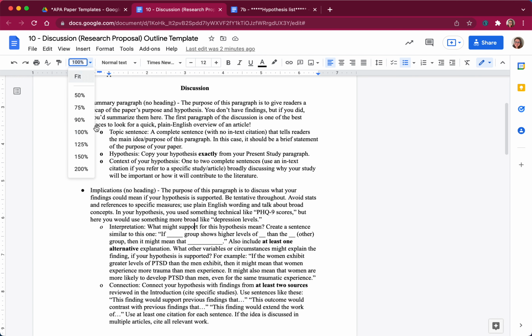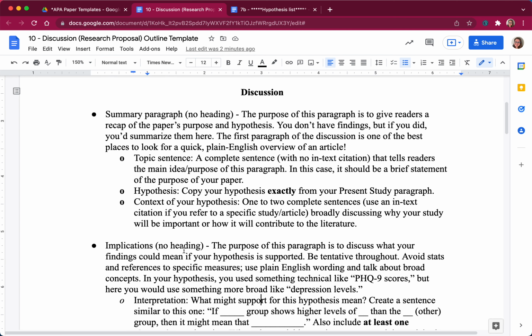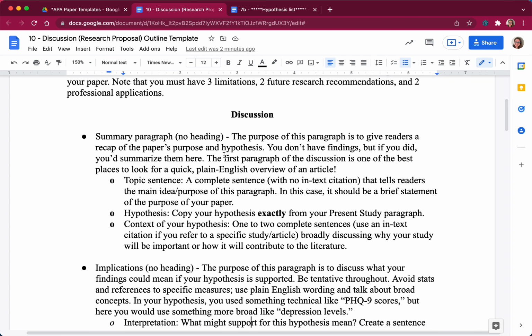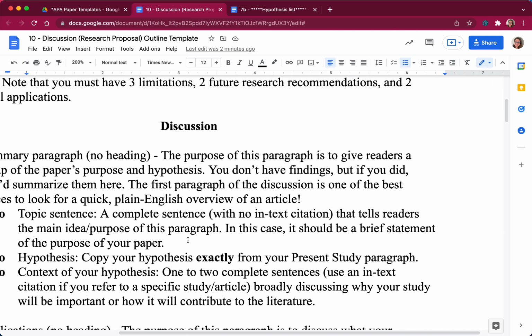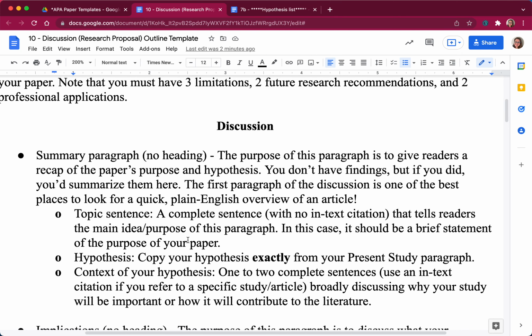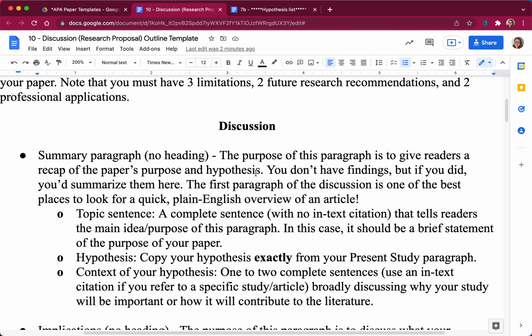So let's take a little closer look at each paragraph. So first, the summary paragraph. I think I can go a little bigger in here. So this paragraph is really just to recap why you did this study and what your hypothesis was.